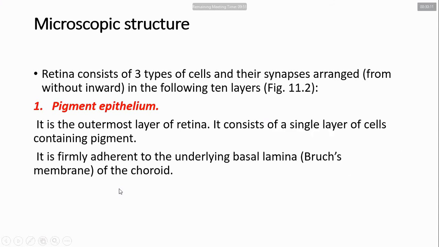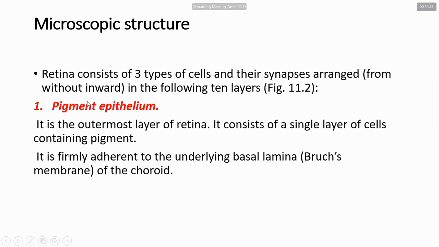Microscopically, the retina consists of 3 types of cells, with synapses arranged from within inwards in a chain of layers. We will discuss these cells in the next class. I would like to discuss a few points of the microscopic 10 layers, and you have to practice the diagram of the 10 layers. It is also an important question for your exam.